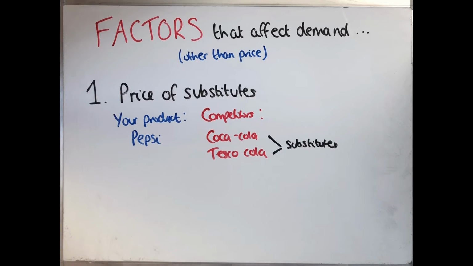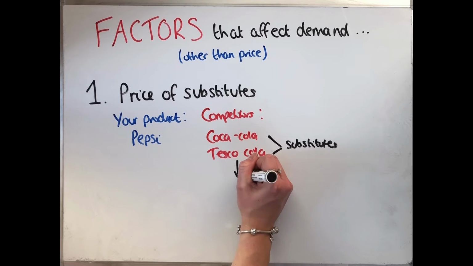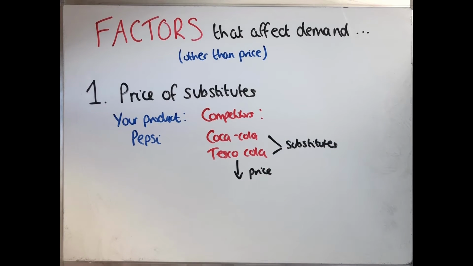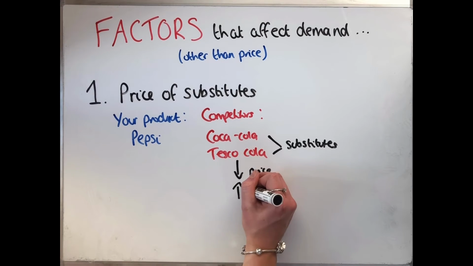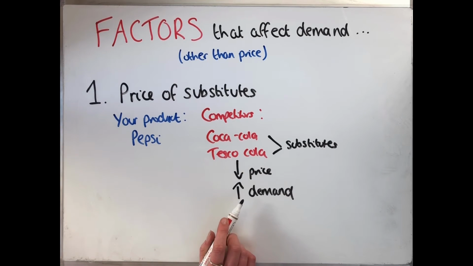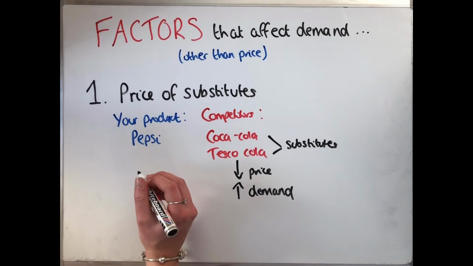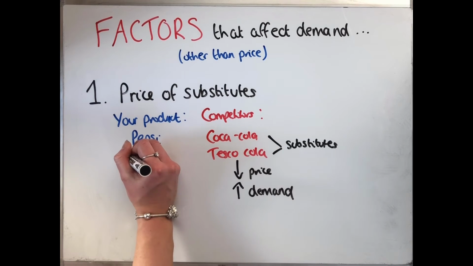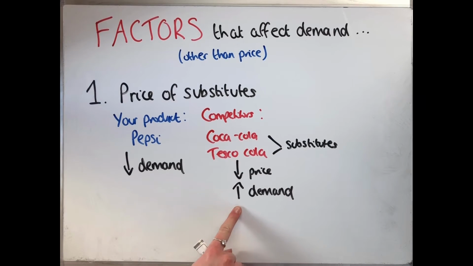So if your competitors like Coca-Cola or Tesco Cola were to lower their price, this might attract more customers to their products, so their demand is going to increase. If more customers are going to Coca-Cola and Tesco Cola instead of Pepsi, because their price is cheaper than yours, your demand is going to decrease because their product is cheaper.